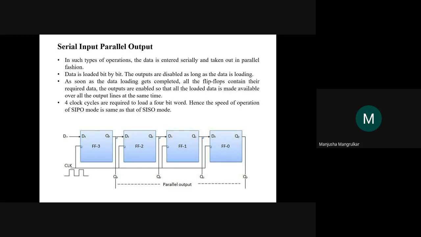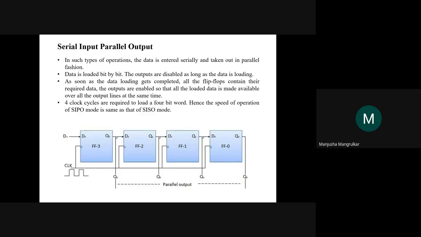Data is loaded bit by bit. The outputs are disabled as long as the data is loaded, right? Even though the data is loaded serially, the output will not come until the data is loaded completely. As soon as the data loading is completed and all the flip-flops contain their required data, the outputs are enabled, so that all the loaded data is made available over all the output lines at the same time.